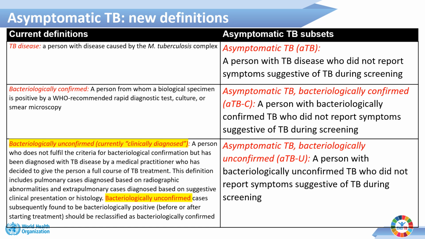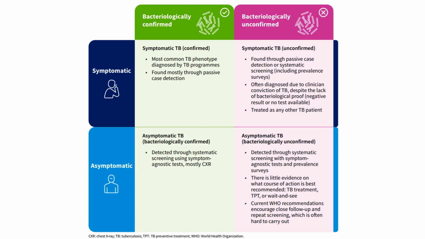Two subsets of the ATB definition, categorized as bacteriologically confirmed and unconfirmed, are shown on this slide, alongside the corresponding existing TB surveillance definition. Thus, people with TB could be stratified by both symptoms and bacteriological status. This slide highlights some of the key characteristics of the TB patients in each of these four subdivisions.